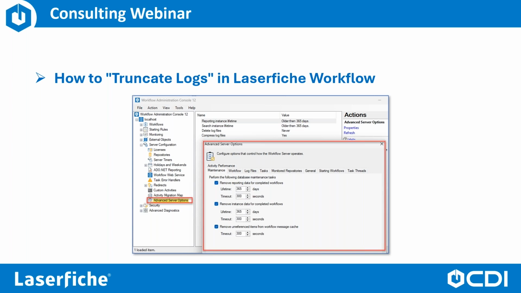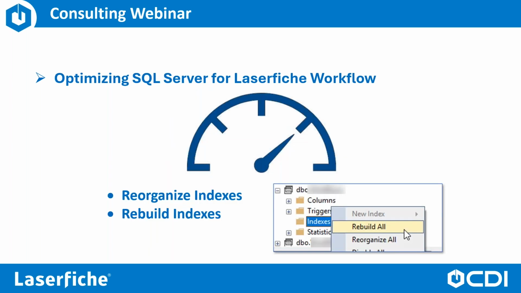Here's an example within the workflow administration console where we can set particular settings, and I'll show you how we get in there in a moment. And then finally, not necessarily in workflow, but the workflow database upon which workflow relies, we can optimize SQL Server by taking action on the indexes, whether we want to either reorganize or rebuild the indexes in the SQL database itself to make that system run fast.